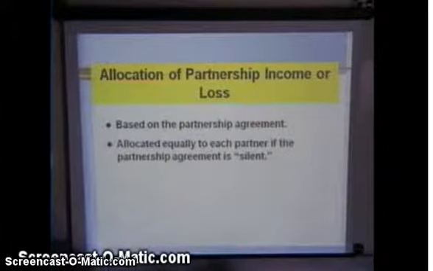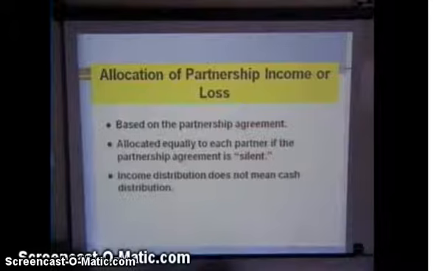Income is allocated equally to each partner if the partnership agreement is silent. In other words, if the agreement doesn't say anything about how to divide up the income, then it's automatically assumed that we divide it equally between all the partners. If there are 3, they all get an equal share. If there are 2, they get an equal share. If the agreement doesn't say how to divide it up, it's done equally.